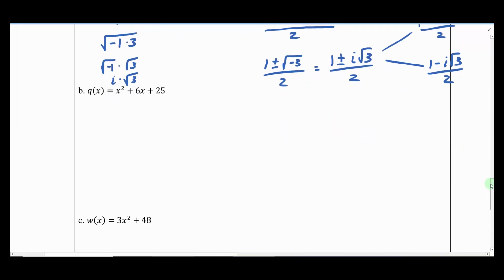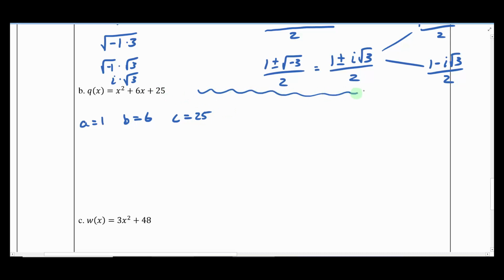All right, let's do another one here. Let's do part B. Okay, so we'll do the same thing. We're going to use the quadratic formula. So we've got A, we've got B, and we've got C. All right, A is the number in front of x squared, so that's going to be a 1. B is the number in front of x, so that's a 6. And C is the constant on the end, so that is 25.